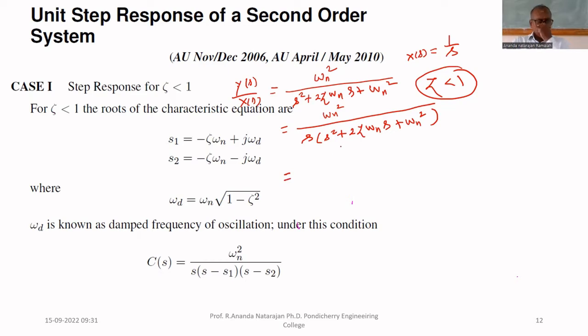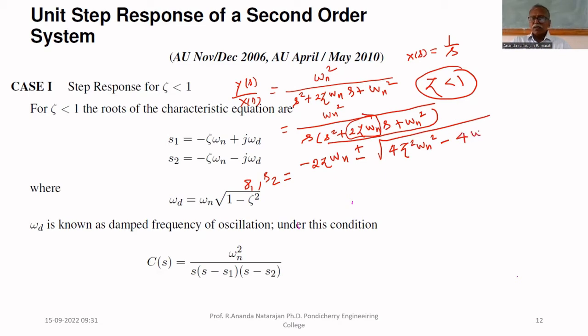Before doing that, if you do this partial fraction, what you will get is S1 and S2 are roots. What are the roots for a second order system? One root is S1, another root is S2, which is equal to minus B plus or minus square root of B square minus 4AC, where B is 2 zeta omega n, so B square is 4 zeta square omega n square. A equal to 1.